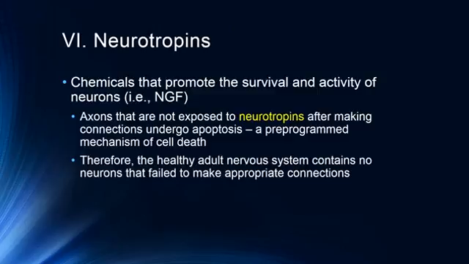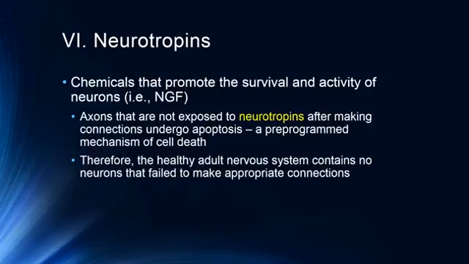Important in this process are neurotrophins. These are chemicals that promote the survival and activity of neurons, like nerve growth factor. Axons that are not exposed to neurotrophins after making connections undergo what's called apoptosis, which is a pre-programmed mechanism of cell death. Essentially, the cellular membrane starts to disintegrate, and the cell dies.